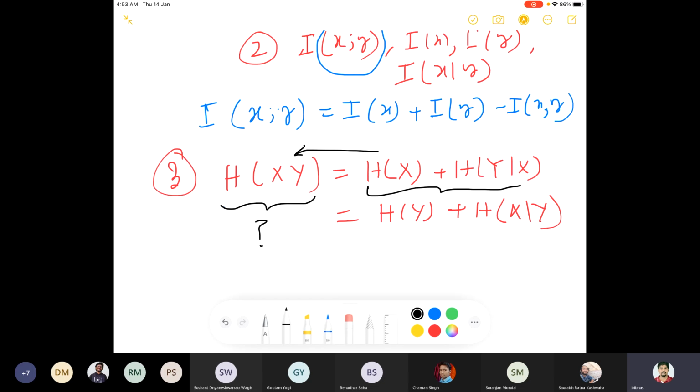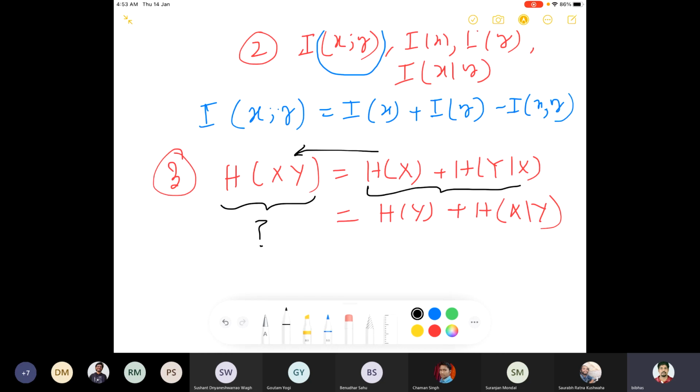H of XY. Because here I'm writing XY as a joint random variable. Since I defined the entropy of a random variable, I can also define the entropy of a joint random variable because it is also a random variable. The same thing, so instead of p(x), it will be just p(x,y). Whatever the formula is, the same formula.